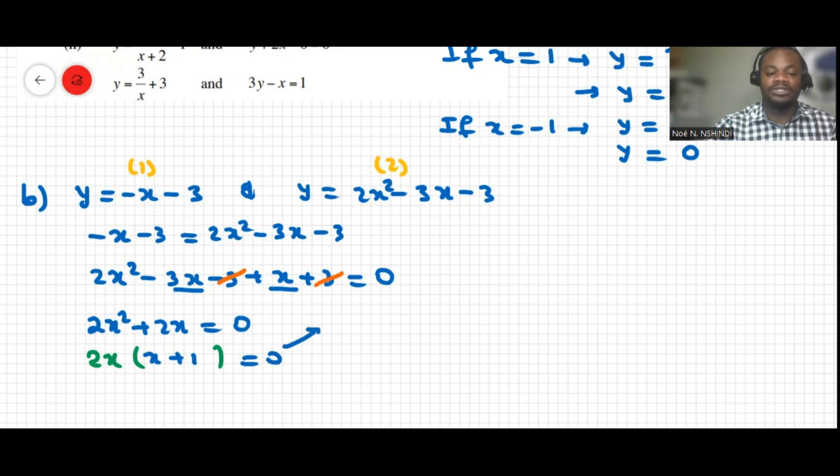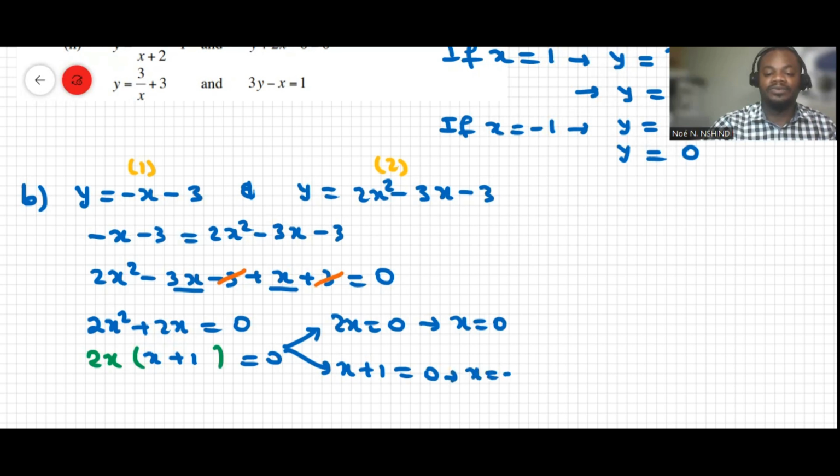There are two solutions here: 2x is 0, or x plus 1 is 0. If 2x is 0, it means x is equal to 0, or x is equal to -1. Okay, and we can continue solving. We solve for x, and then we can solve for y.